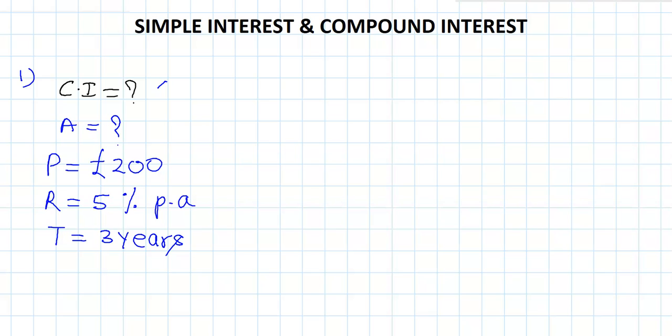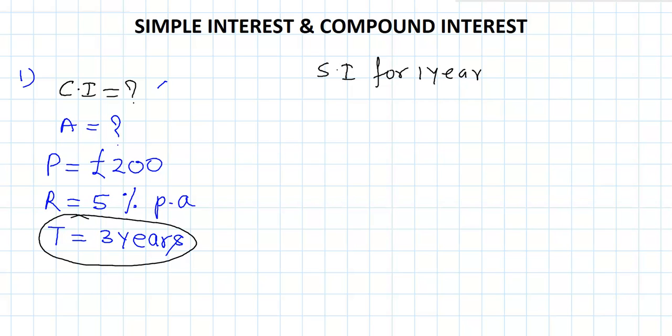Okay, like the name is saying, compound. So what we will do, we'll find 1 year simple interest and add it to the principal. So next year, your interest will be calculated on principal plus simple interest, together. What I mean to say, like in this question, how many years are given here? 3. So we are calculating simple interest for 1 year. What is the formula? PRT divided by 100.